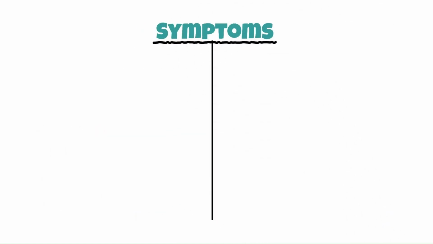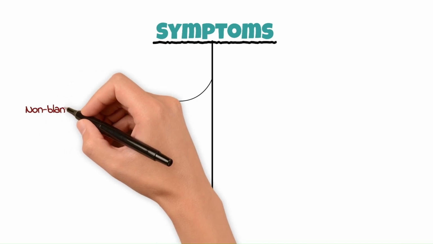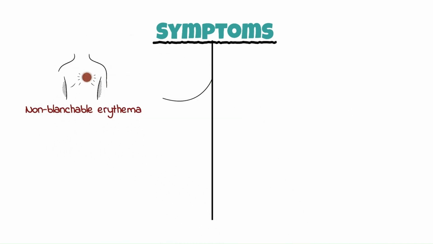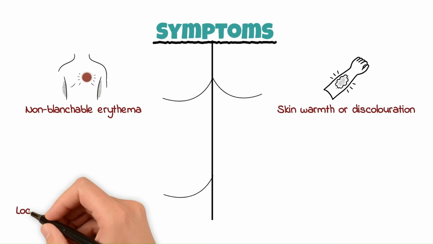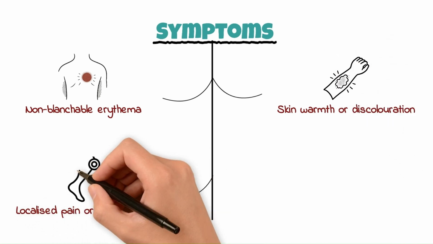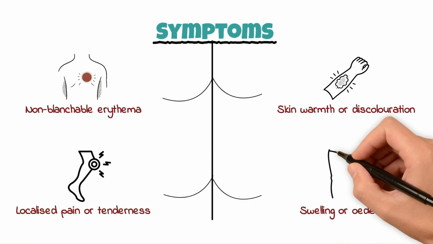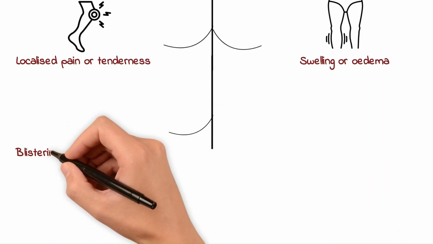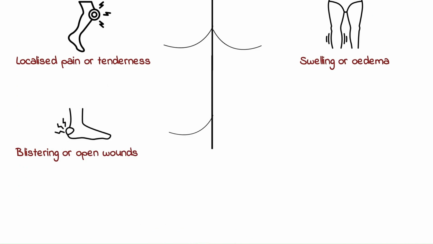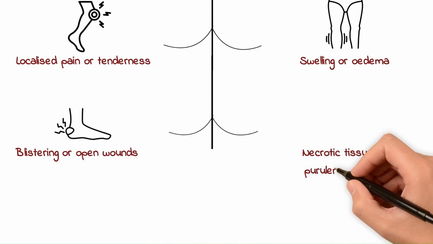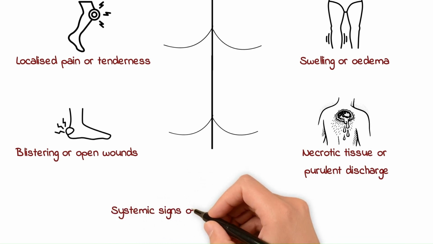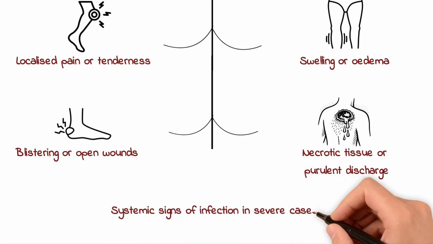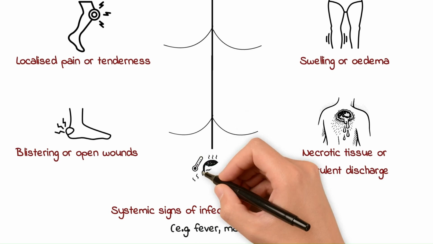Symptoms: non-blanchable erythema, skin warmth or discoloration, localized pain or tenderness, swelling or edema, blistering or open wounds, necrotic tissue or purulent discharge, and systemic signs of infection in severe cases, for example fever and malaise.